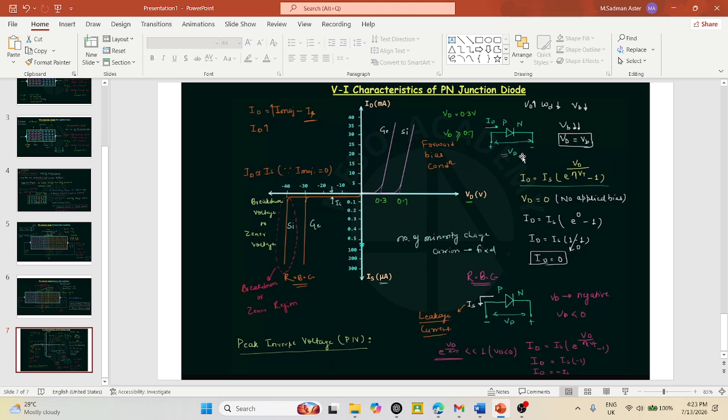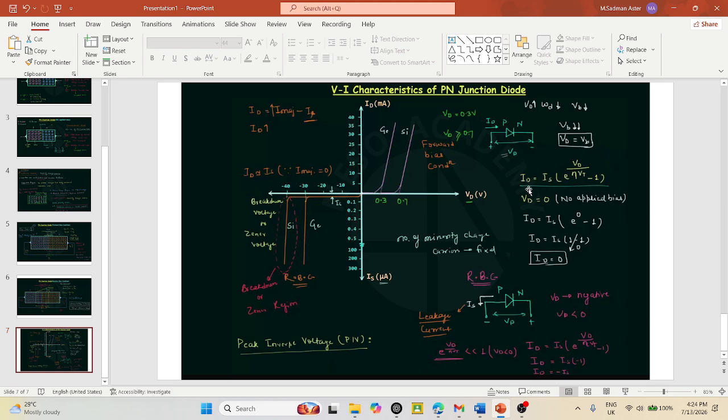In forward bias condition, the p terminal of the diode is connected to the positive terminal of the battery, and the n terminal is connected to the negative terminal of the battery. And we know the current and voltage relationship of a diode: ID is equal to IS e to the power Vd by eta Vt minus 1, where IS is the reverse saturation current, Vd is the voltage across the diode, and eta Vt is constant.